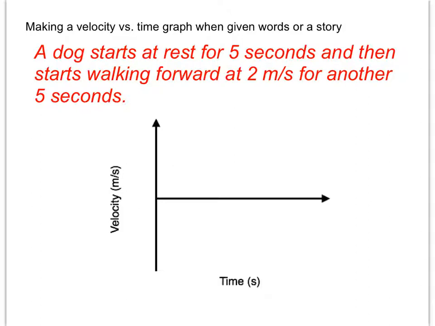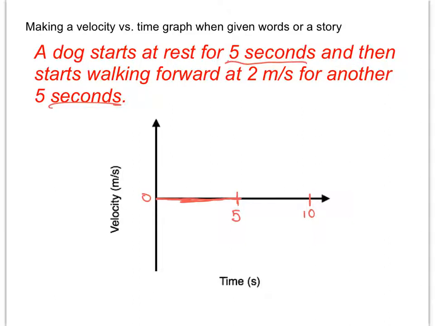So it looks like we need to mark off the first 5 seconds, which I'll do here. And then another 5 seconds gives us 10 seconds. Okay, so that's going to account for the first half and the second half of the story. So let's ask ourselves, okay, what is the dog doing during the first half? Well, it looks like it's just resting, which means if you're at rest, your velocity is 0. So there's your 0 velocity. And for the second half, we've got that it's moving forward at 2 meters per second.